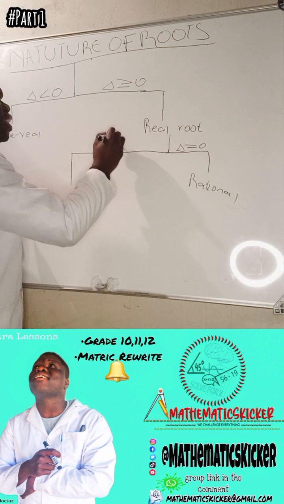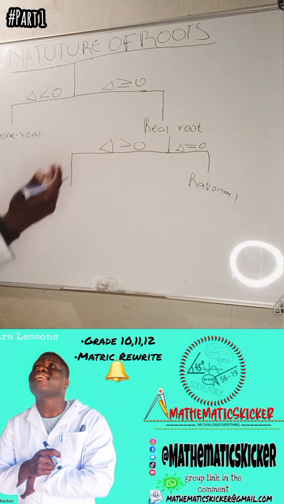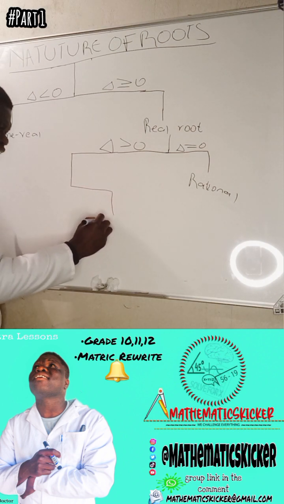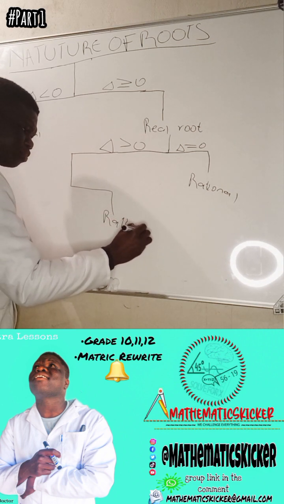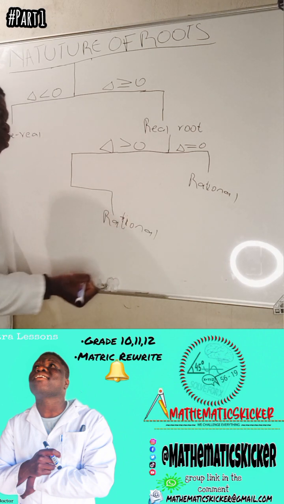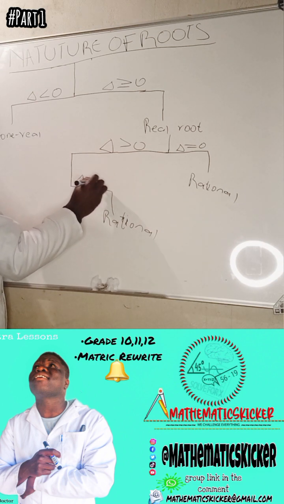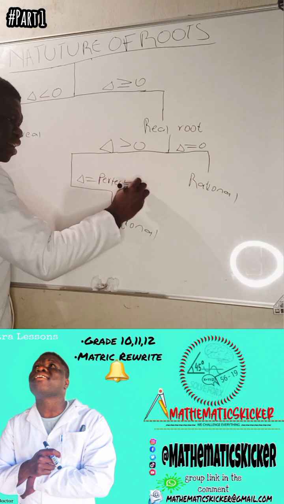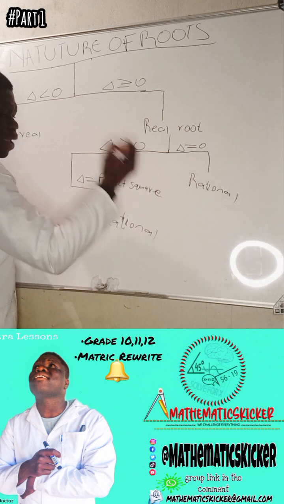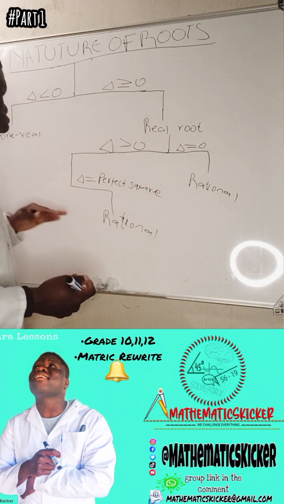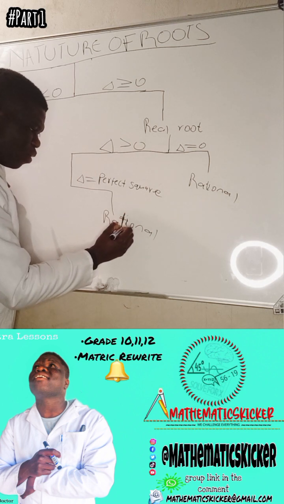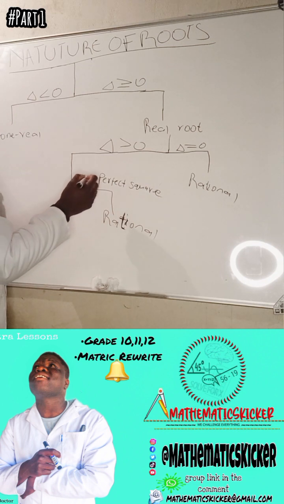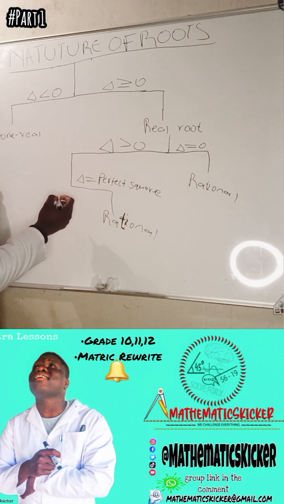But if our discriminant in this case is greater than 0, not equal to 0, for our root to be rational, our discriminant must be a perfect square, right? The discriminant must be a perfect square for our root to be rational. For example, 5 squared is equal to 25.